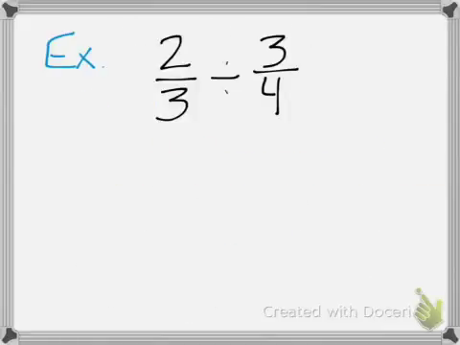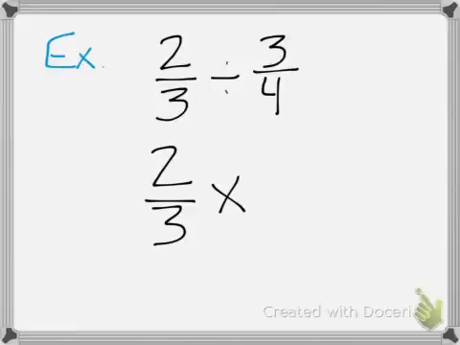If you have the problem 2/3 divided by 3/4, step 1 is write the problem down. We've already got that. The second step is multiply the first fraction by the reciprocal of the second fraction. So I'm going to rewrite the problem, 2/3. Now I'm going to multiply it by the reciprocal of the second fraction. So what is the reciprocal of the second fraction? That's right, 4/3.